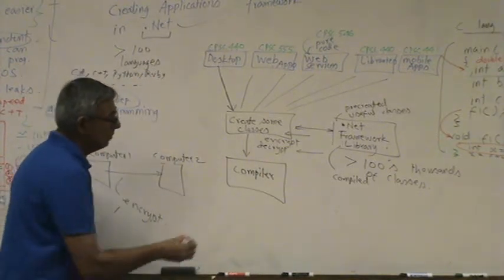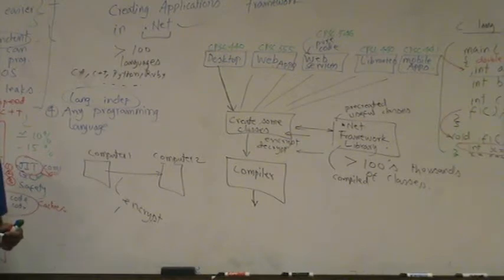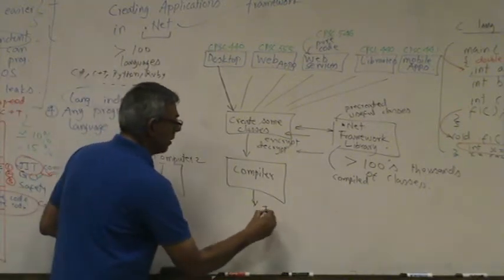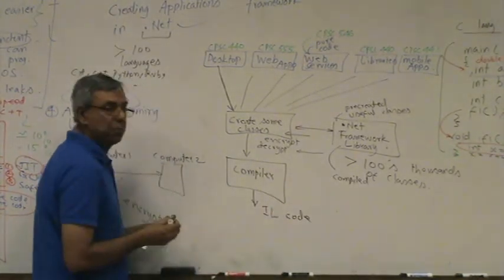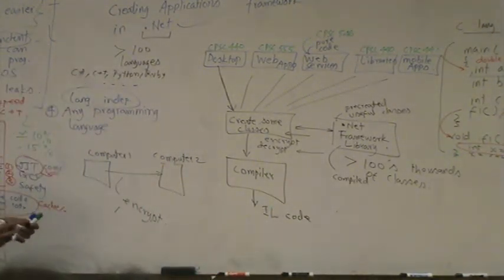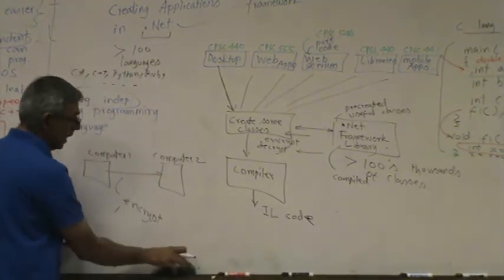So what kind of output will the compiler produce? Machine code or something else? IL code, right? Just like Java produces bytecode. So we'll produce the IL code output. Now how do we run this IL code?